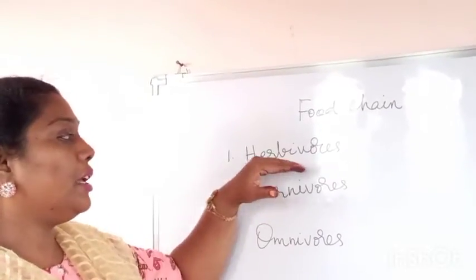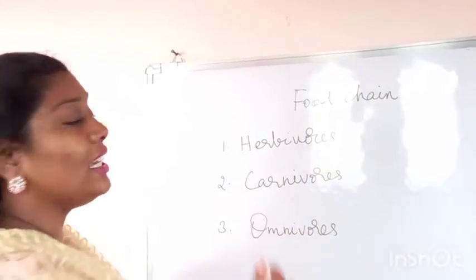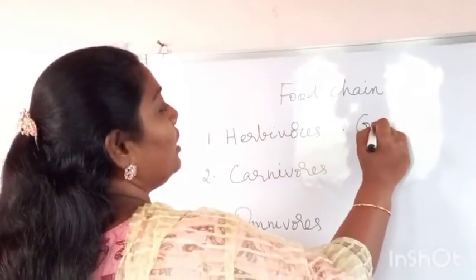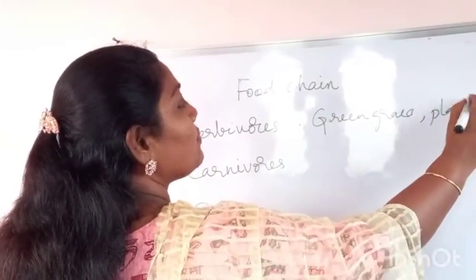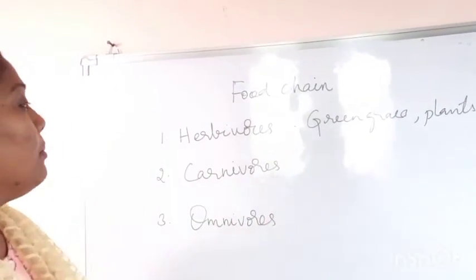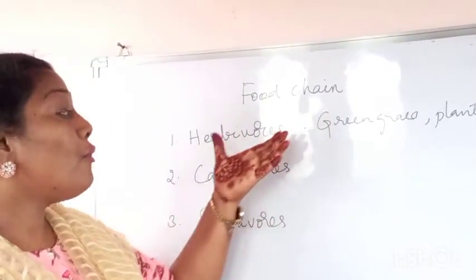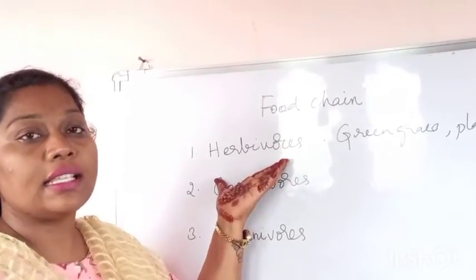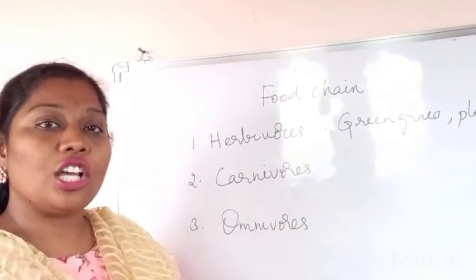What are these herbivores? H-E-R-B-I-V-O-R-E-S. Herbivores. The animals which depend on green grass or plants for food are called herbivores.